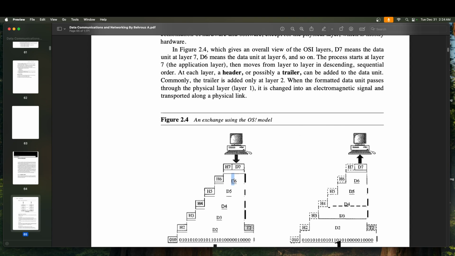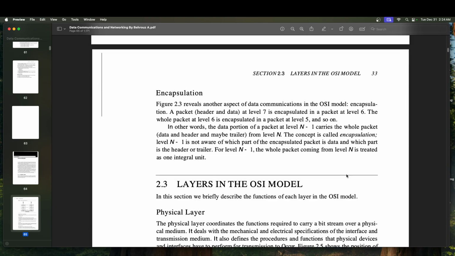Now see, remember D6 is this encapsulated data plus the header. What is D5? D5 is this header H6 plus D6. What is D4? D4 is basically D5 and H5. The entire thing is getting encapsulated in the output, and then we keep on removing the encapsulations over here. Okay, fair enough.